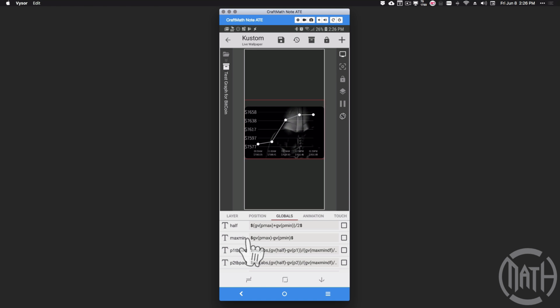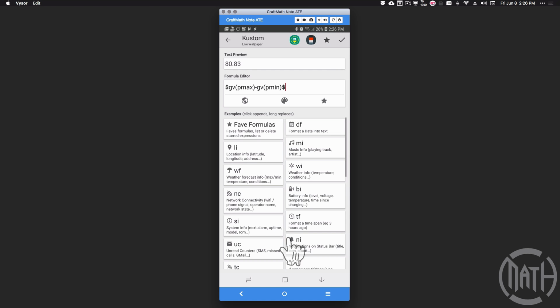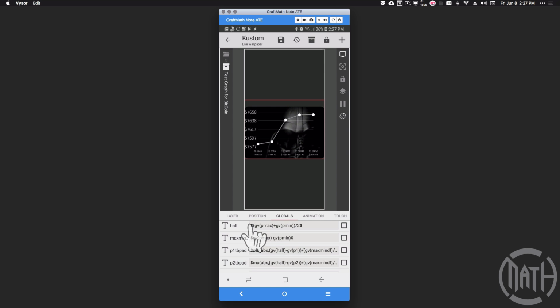Now, I don't think we're going to use the max min df here, but basically all I'm doing here is just what's the difference between the maximum and the minimum. So GVP max minus GVP min, that's the range, the difference between the highest value and the lowest value. So we've got those globals out of the way. Let's go ahead and go on over to our items.